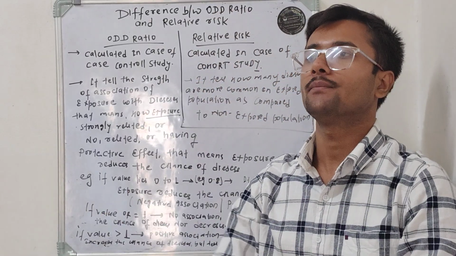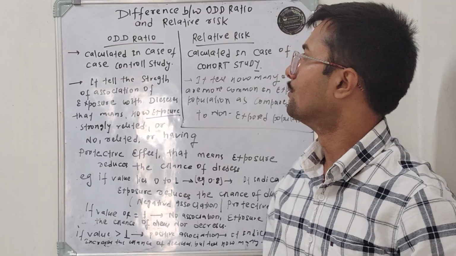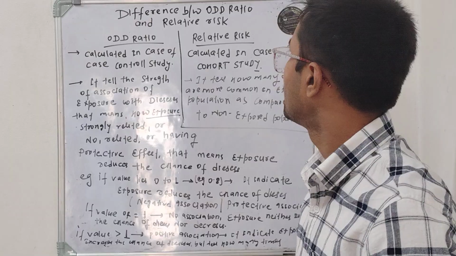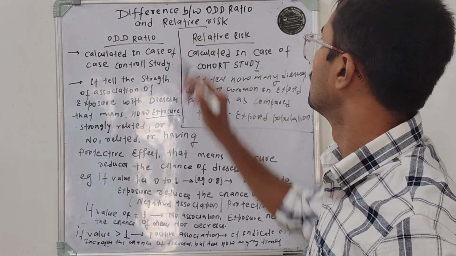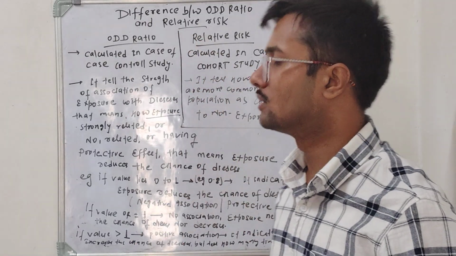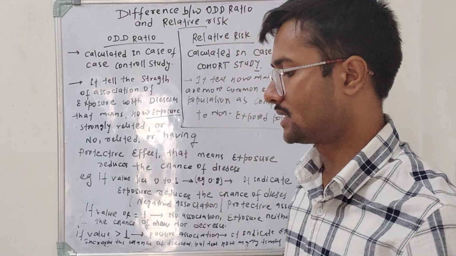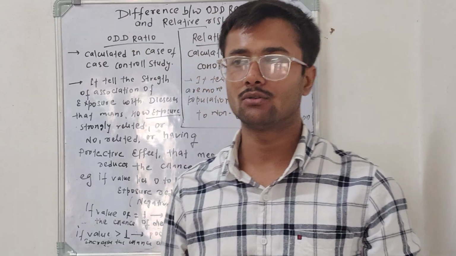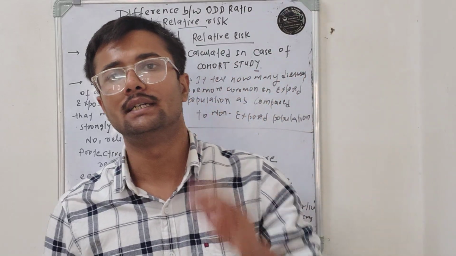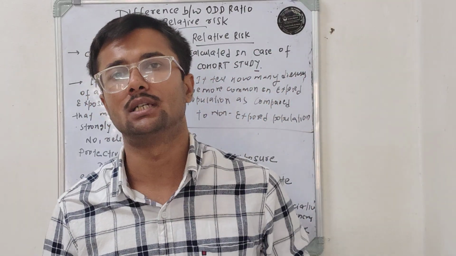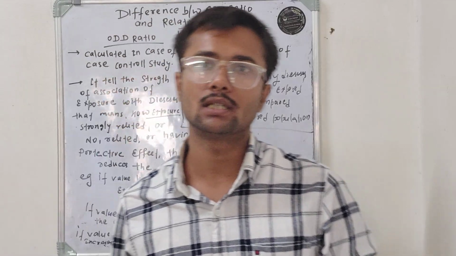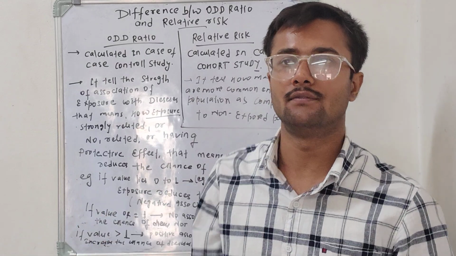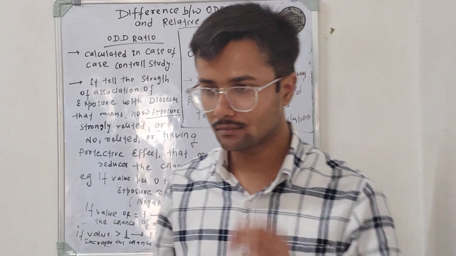Today in this session, I am going to discuss the difference between the odds ratio and the relative risk. So let's say the first difference is that we can calculate odds ratio in case of a case control study, while we can calculate relative risk in a cohort study. So this is the first difference. What are the other differences?